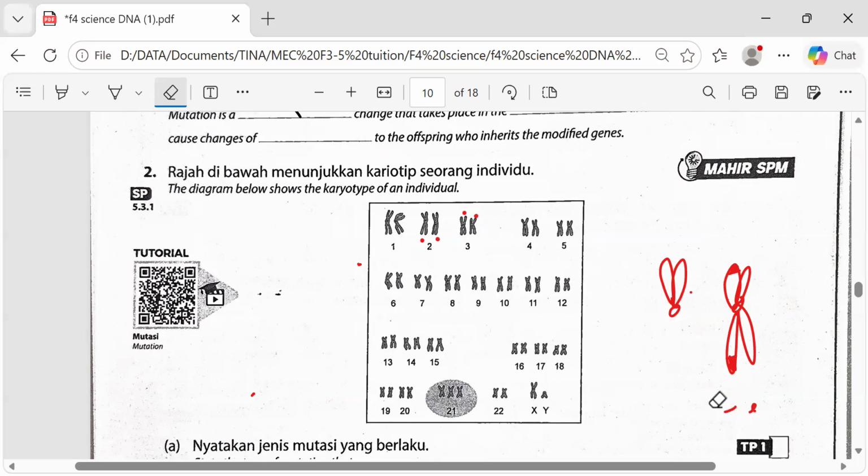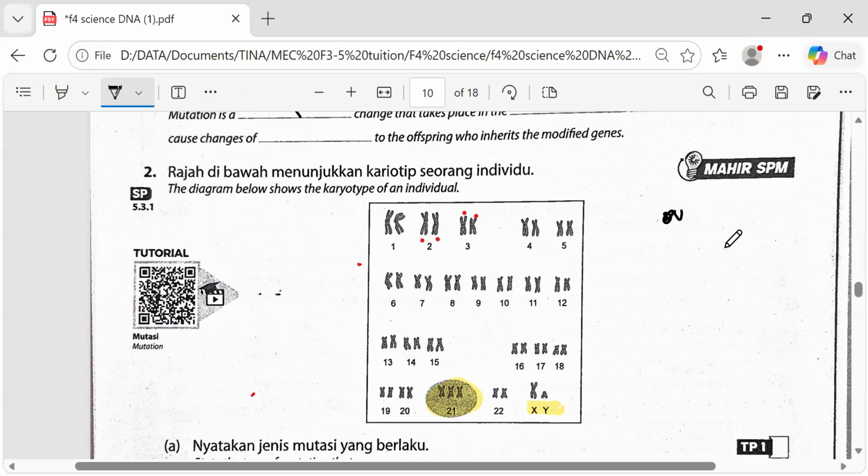46. This one, girl or boy? Boy. This boy's mutation is what? Supposed to have two only, right? Have three. What is this called? Down syndrome. So the mutation is the egg, the ovum supposed to have only 23 chromosomes.